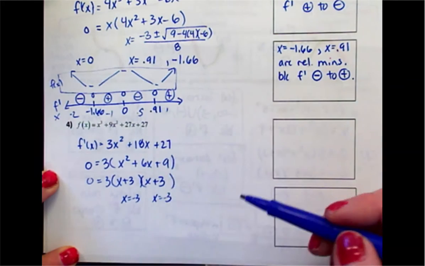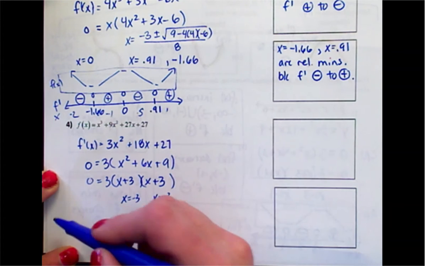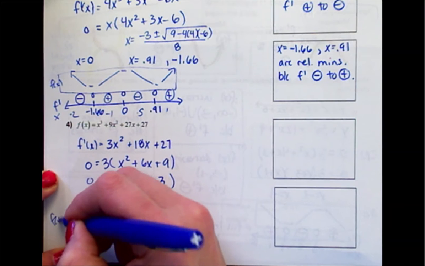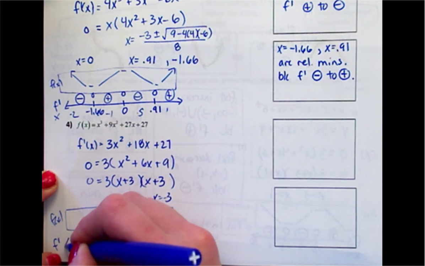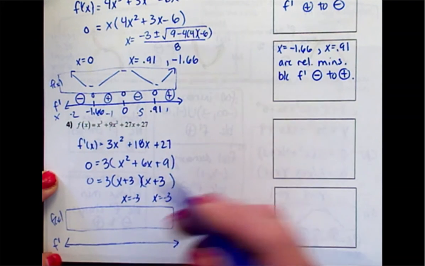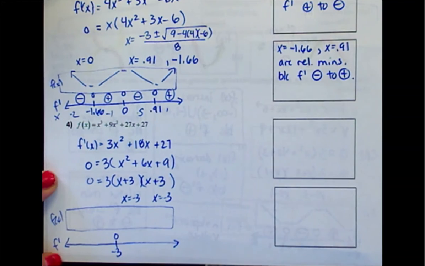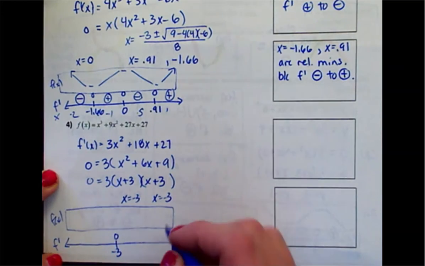Okay, so go f of x, f prime number line, okay, negative 3. That's it, just one tick mark. That's all we have. Okay, so then we evaluate.